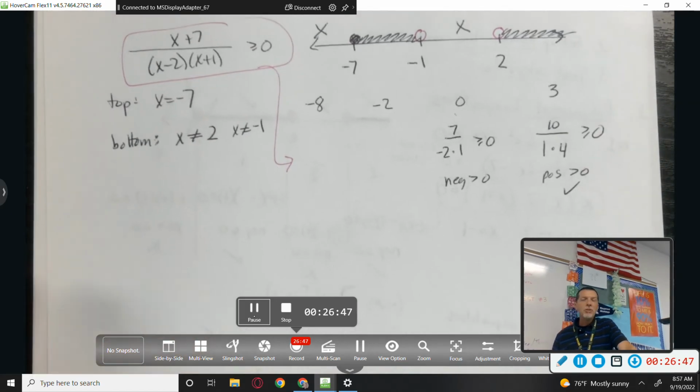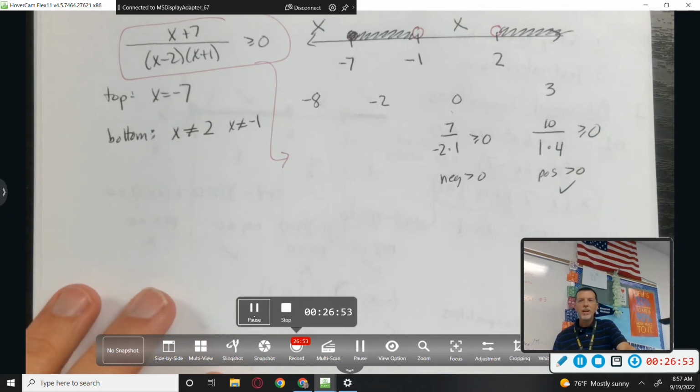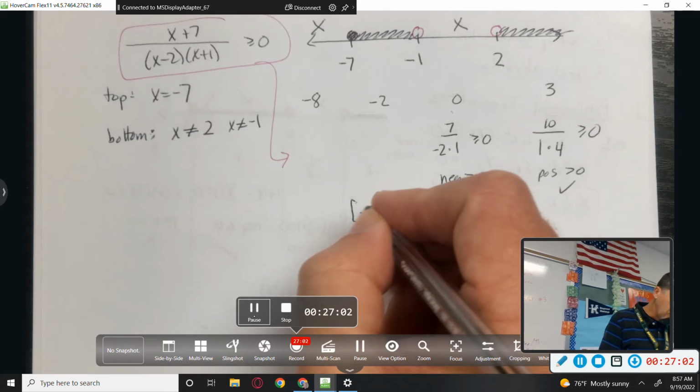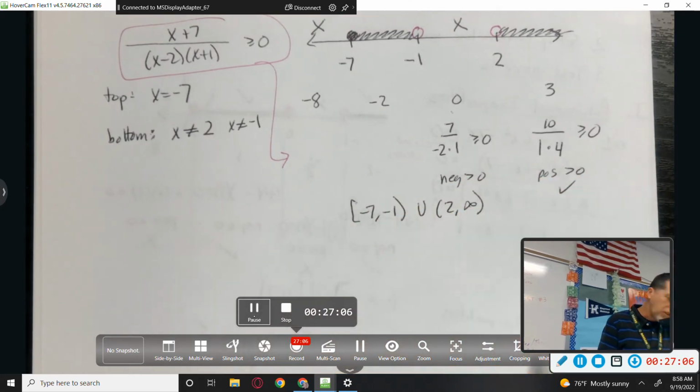You do not have to check every single interval. You can use the alternating rule. That is completely okay. If it's a hard one or you're not sure, you got extra time, by all means, check as many as you like, but you can also just use the alternating rule. And then be careful with parentheses and brackets.